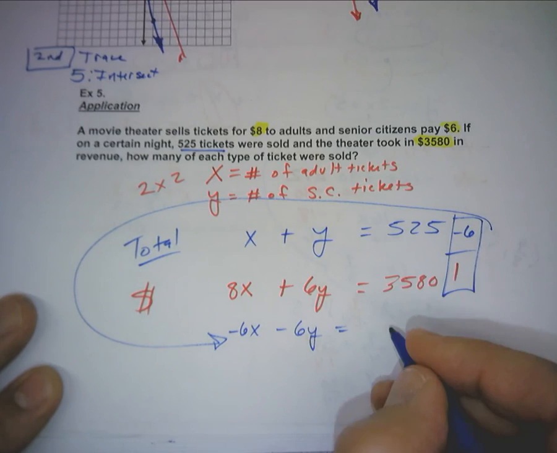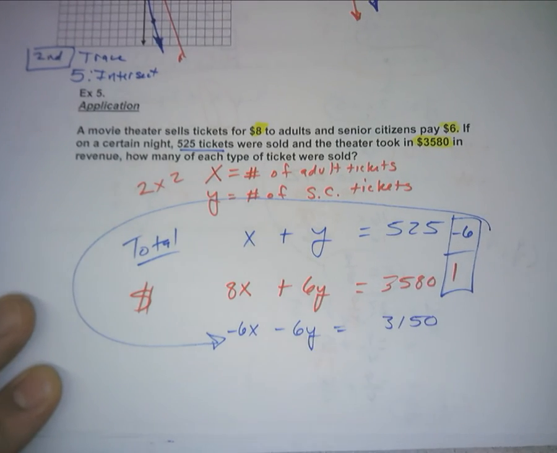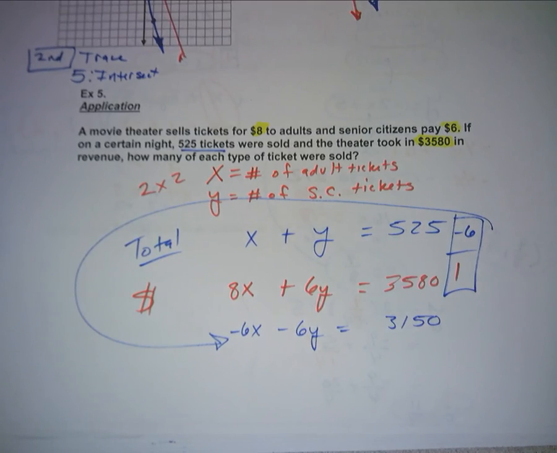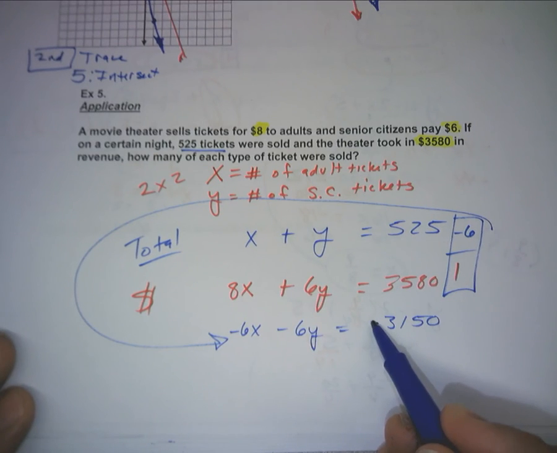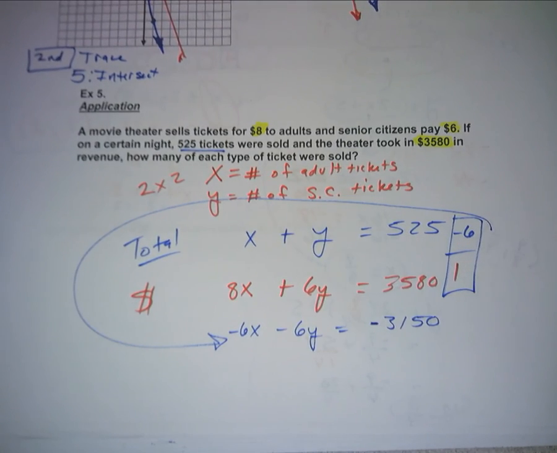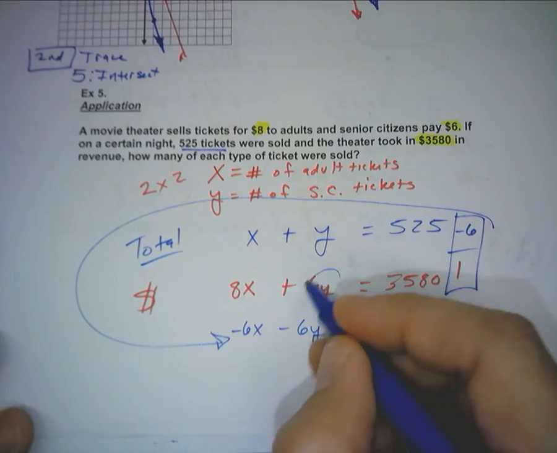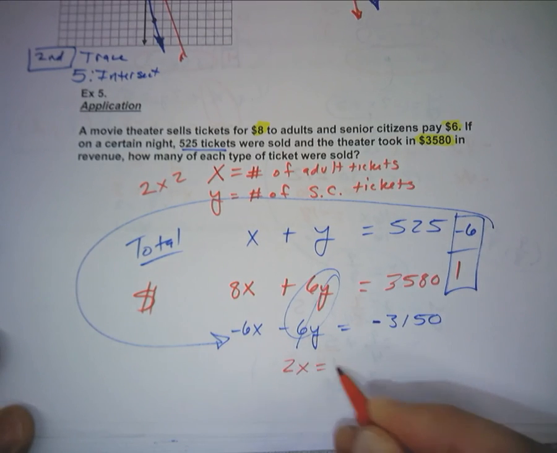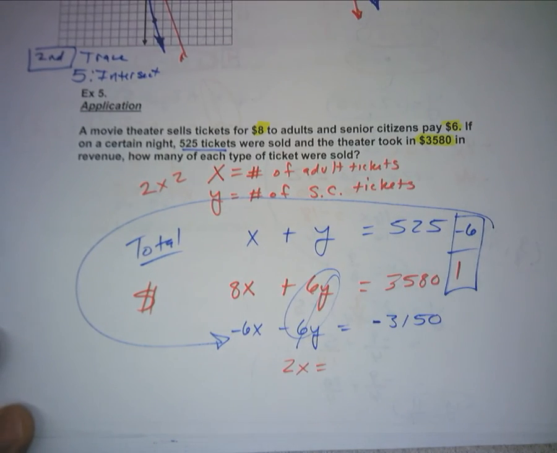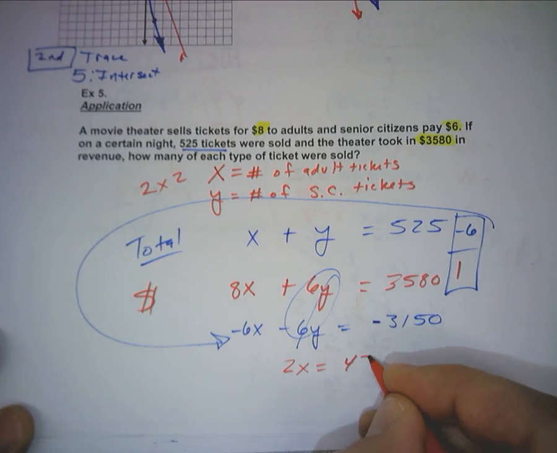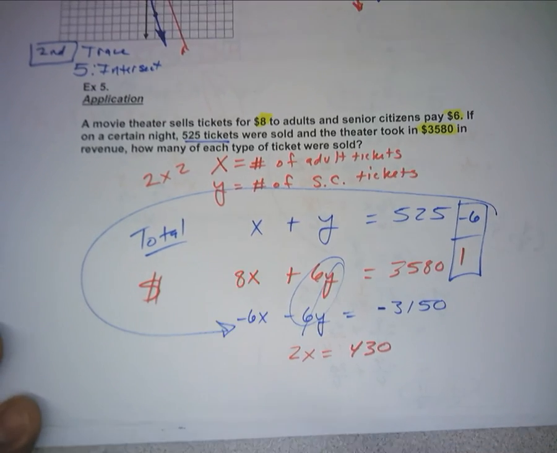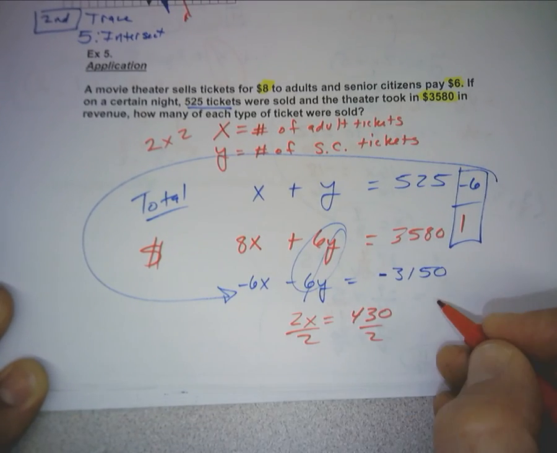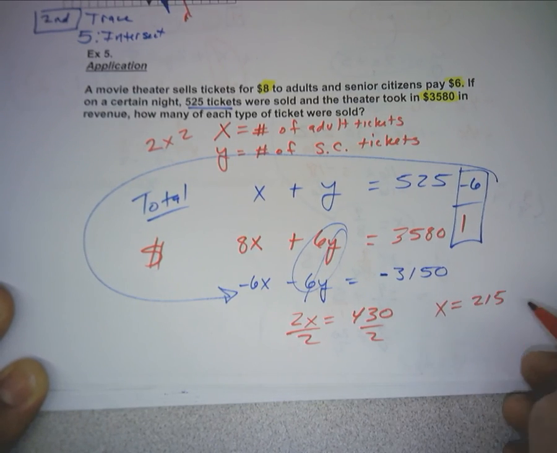I got 3,150. Now, if you make one silly mistake, it's going to botch the whole thing. So if you didn't make this a negative, oh boy, it's going to be all wrong. So make sure you don't make silly mistakes. We did all that work, so these guys eliminate. 8x minus 6x is 2x. And 3,580 minus 3,150 gives me that 430.